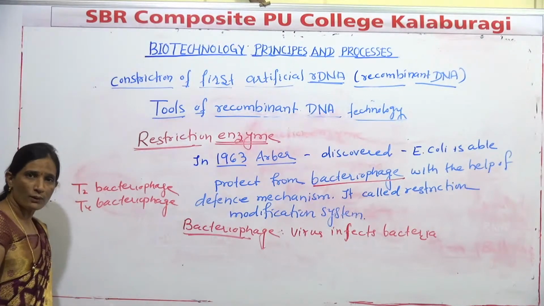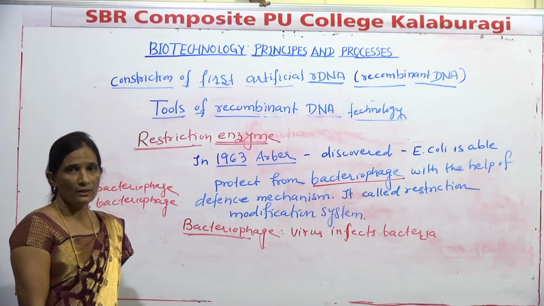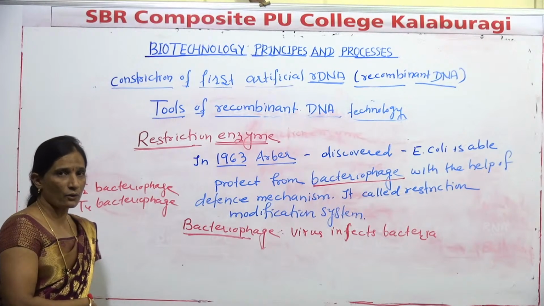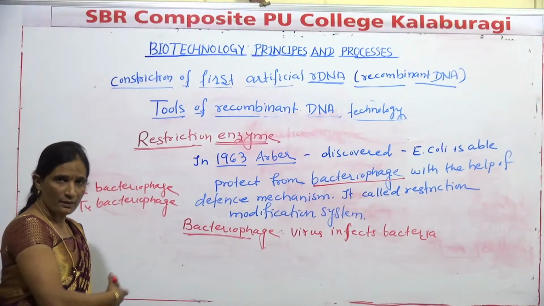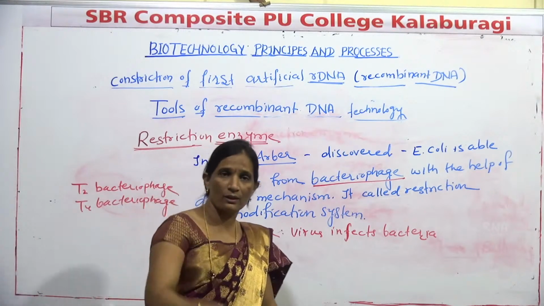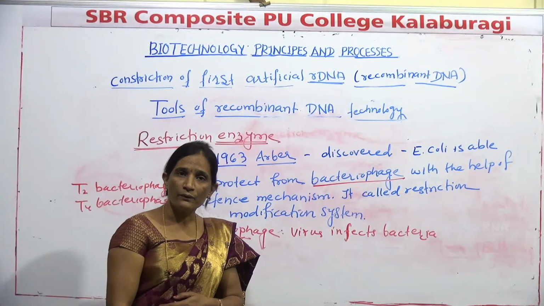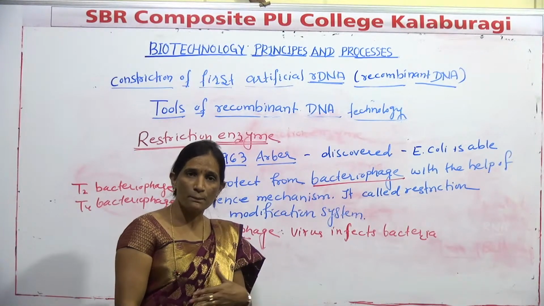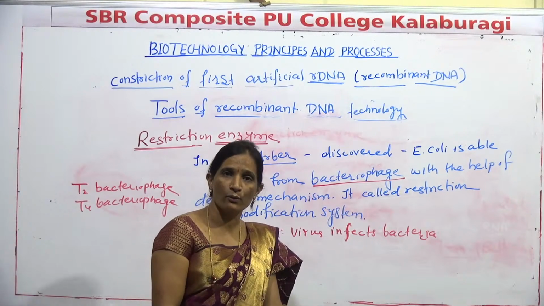T4 bacteriophage you are studying. T indicates what? Tadpole-like structure. There are different types of bacteriophages, but the most common are T2 and T4 bacteriophages. In first year you studied the structure of the T2 bacteriophage: head, neck containing collar, sheath, tail fibers, pins. Is it clear? That is the structure of the bacteriophage.